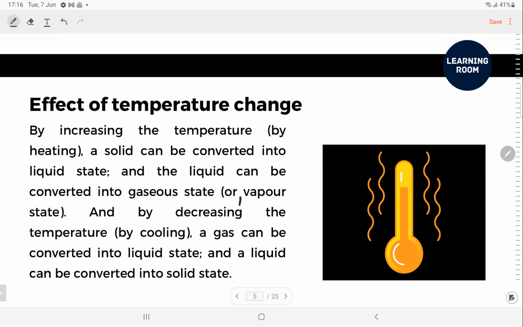Next class, I'll complete this topic and I'll bring more difficult questions. Okay, tomorrow my class. We just follow this.